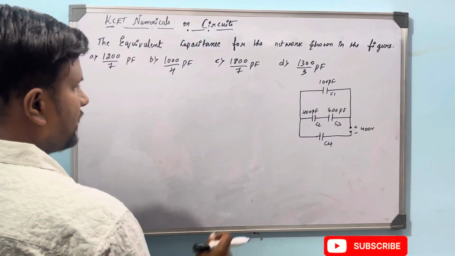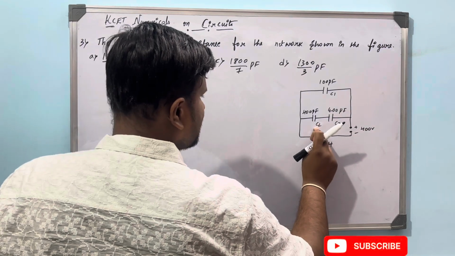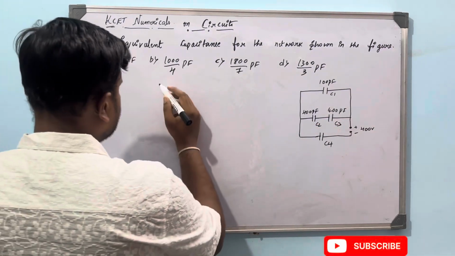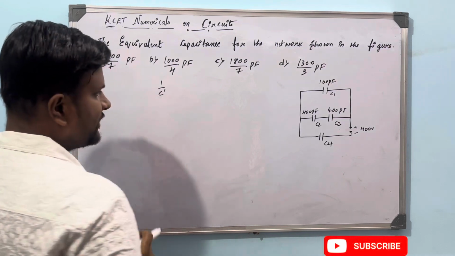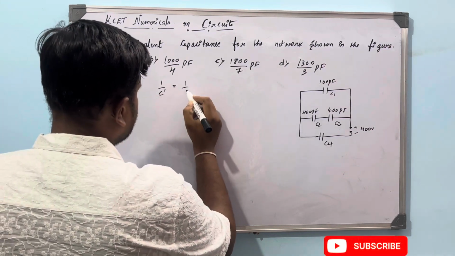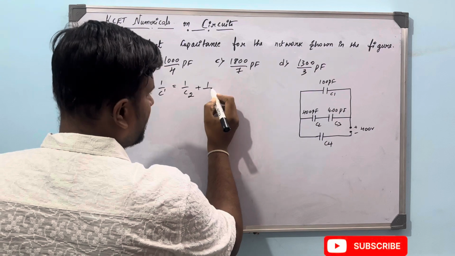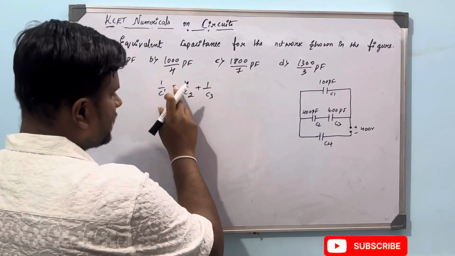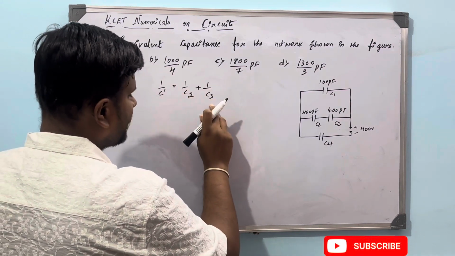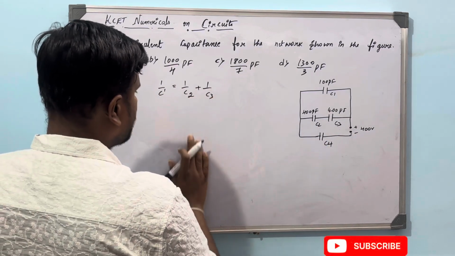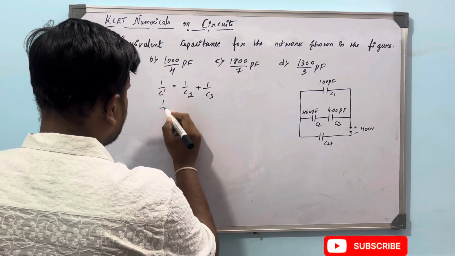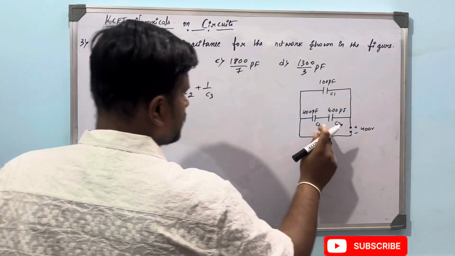Okay, so see here, the capacitors C2 and C3 are in series. So in series we know that 1 by C dash is equal to 1 by C2 plus 1 by C3. The formula is 1 by C is equal to 1 by C1 plus 1 by C2, but here they have given C2 and C3, that's why I have taken 1 by C2 plus 1 by C3.